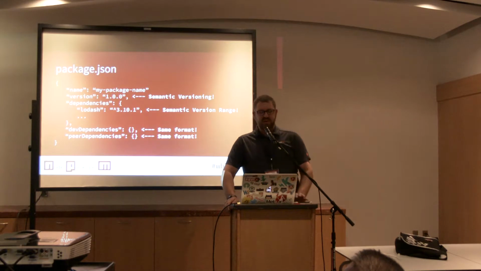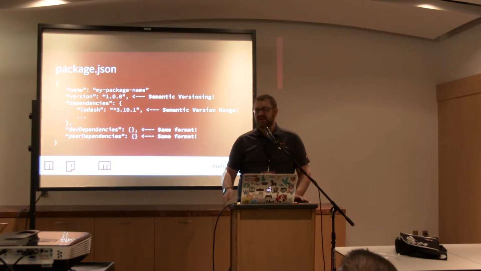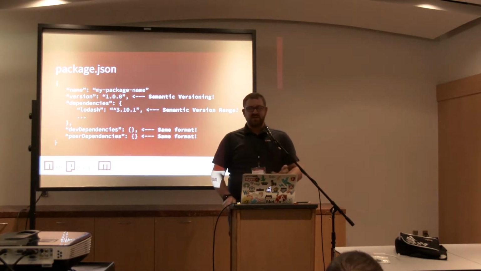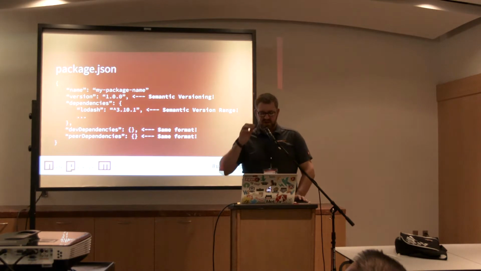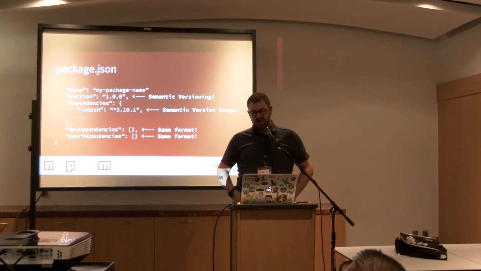The most important pieces here are the name and the version. Those are the ones that you absolutely have to have. You need to be able to say what it is, because otherwise how are people going to find it and install it? And you need to be able to say what version it's at. And the version is very important. The version is a specific type of version called a semantic version or semantic versioning, which we'll talk about in just a second here.